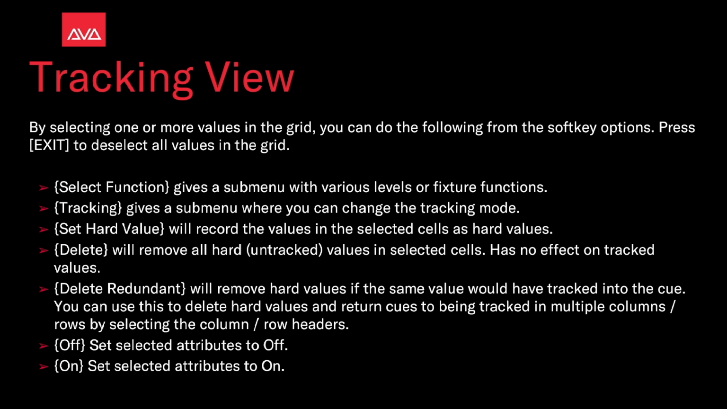Delete redundant will remove hard values if the same value would have been tracked into the queue. You can use this to delete hard values and return queues to being tracked in multiple columns or rows by selecting the column/row headers. Off sets selected values to off. On sets selected attributes to on. So let's have a look at that.